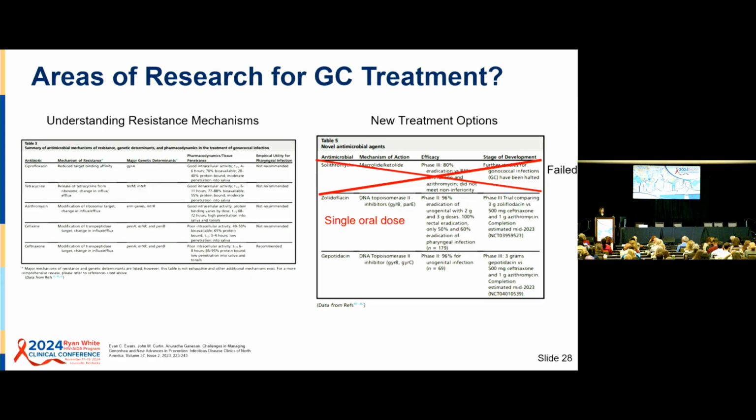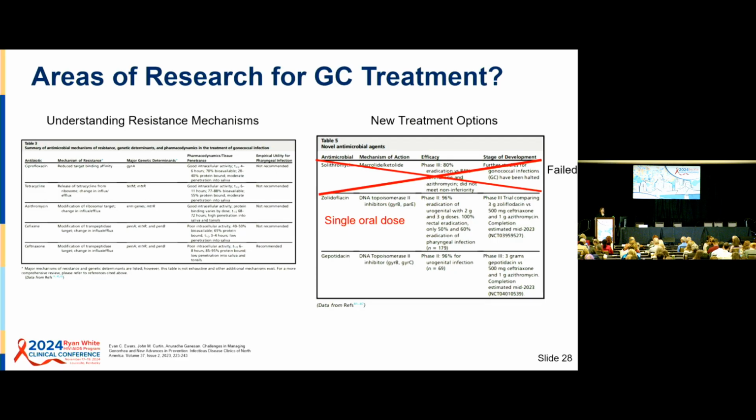So what's new with GC? Besides being afraid that we won't be able to treat it, it's really understanding mechanisms of resistance. This table on the left looks at mechanisms of resistance. We know that for ciprofloxacin, the gyrase gene has been identified as being significant for ciprofloxacin resistance. The PEN-A gene and the genes for azithromycin have also been identified.